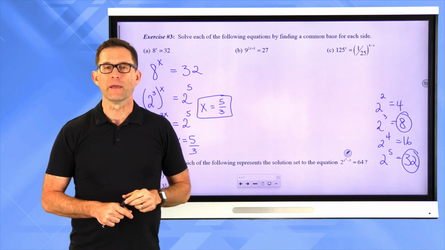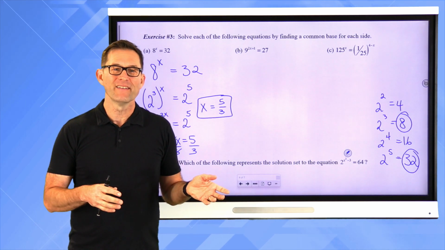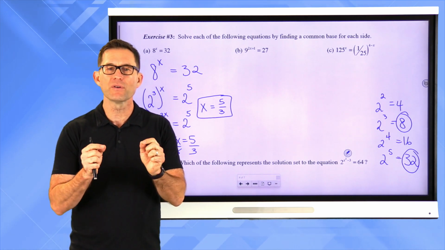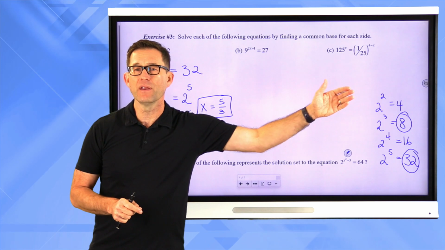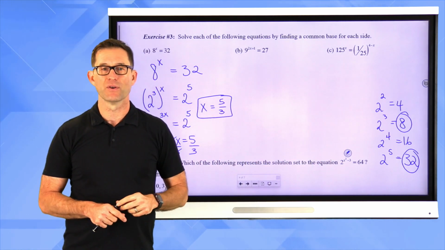Let's take a look at letter B. 9 to the 2x plus 1 is equal to 27. Now, both 9 and 27 are somehow related to the number 3. So I want to see if you can try to pull this off. Maybe if you need to, write down powers of 3 here and see if you can solve that equation.